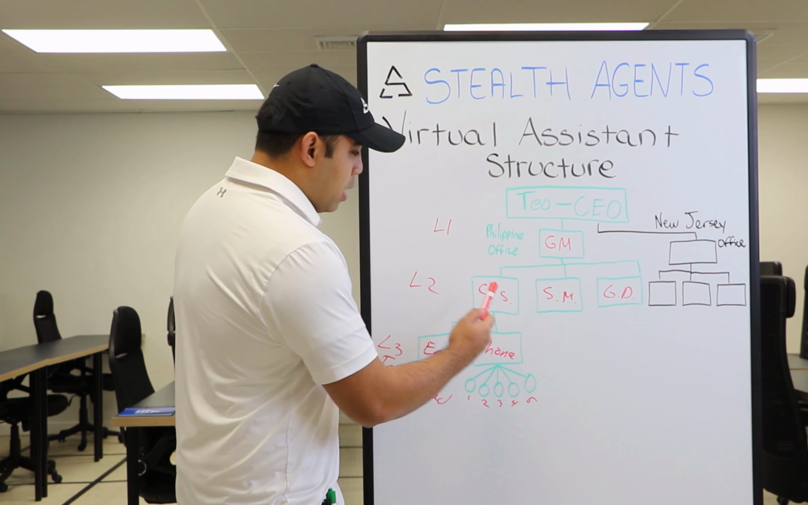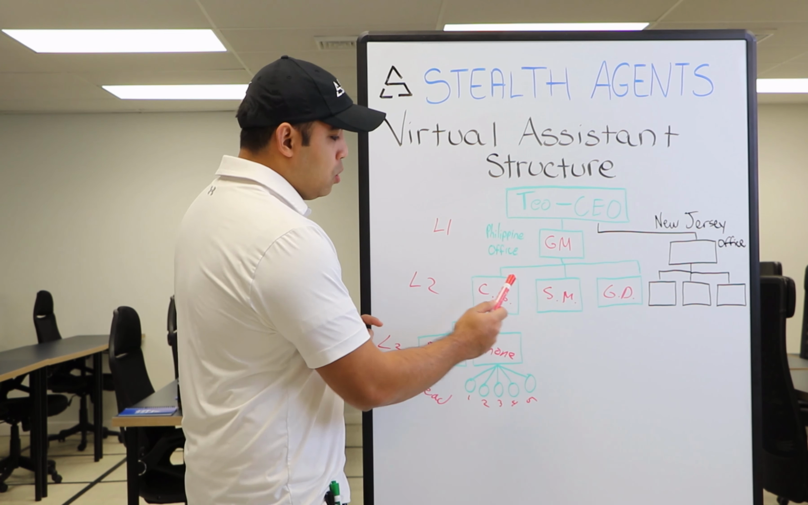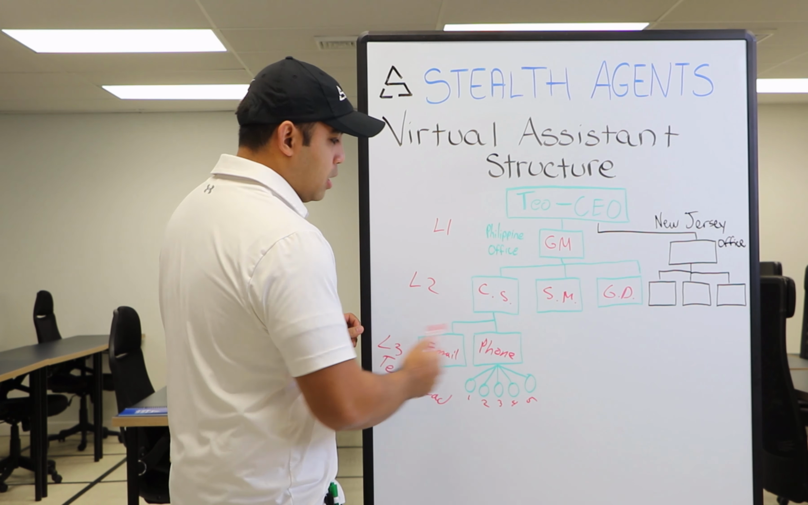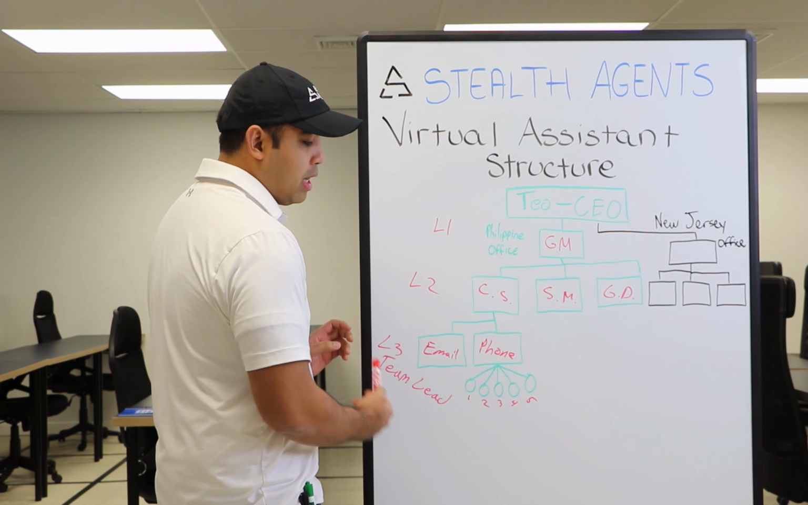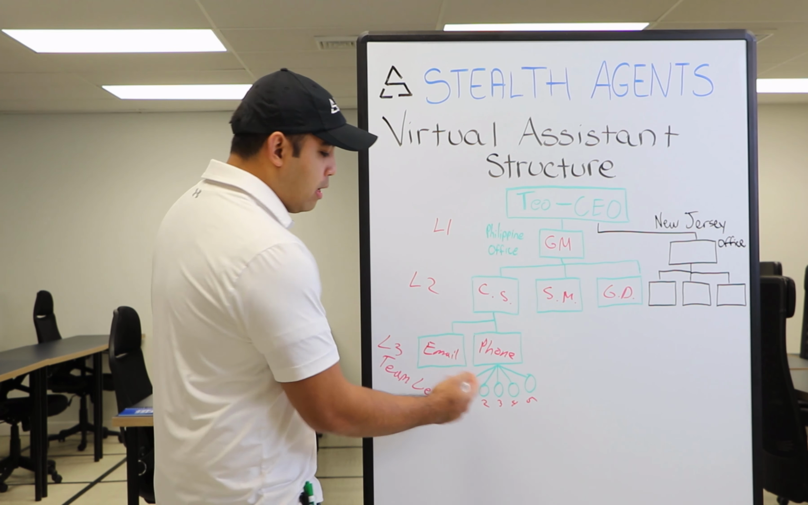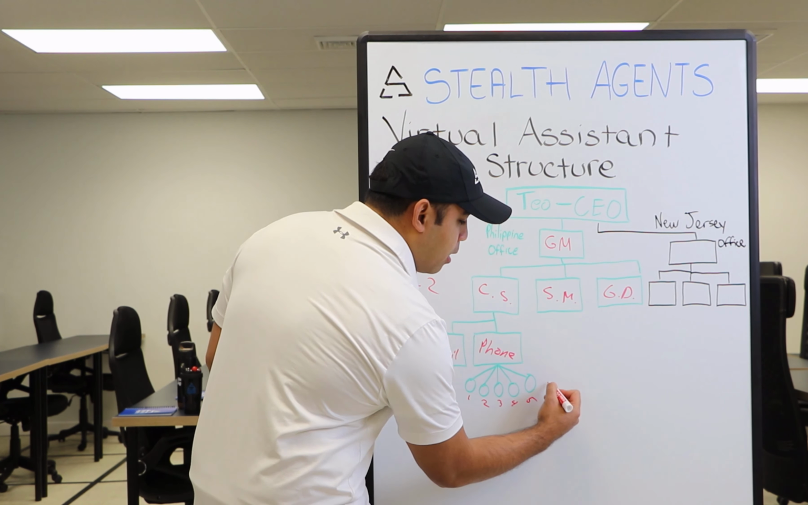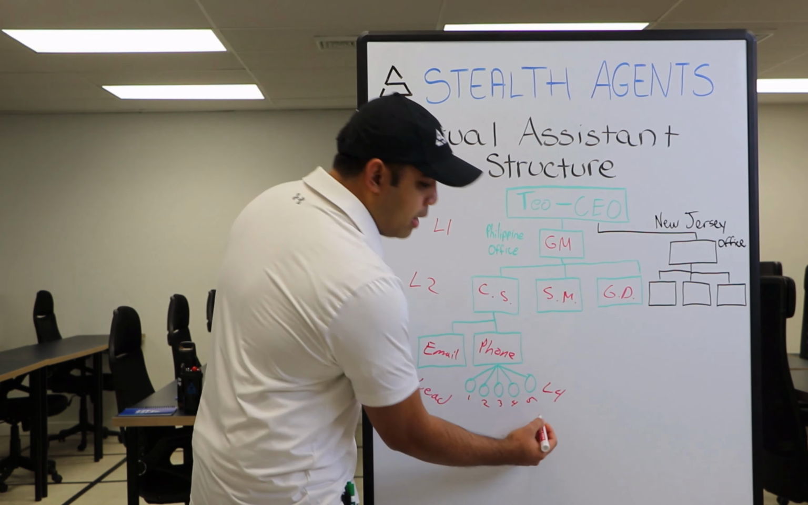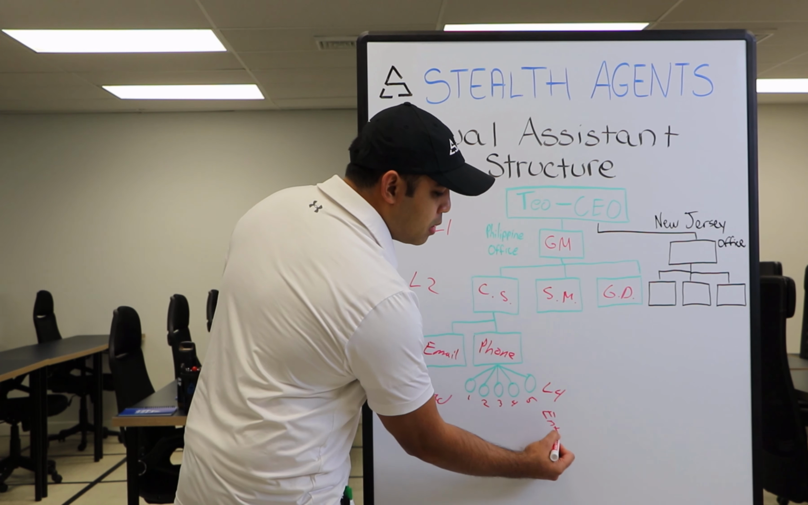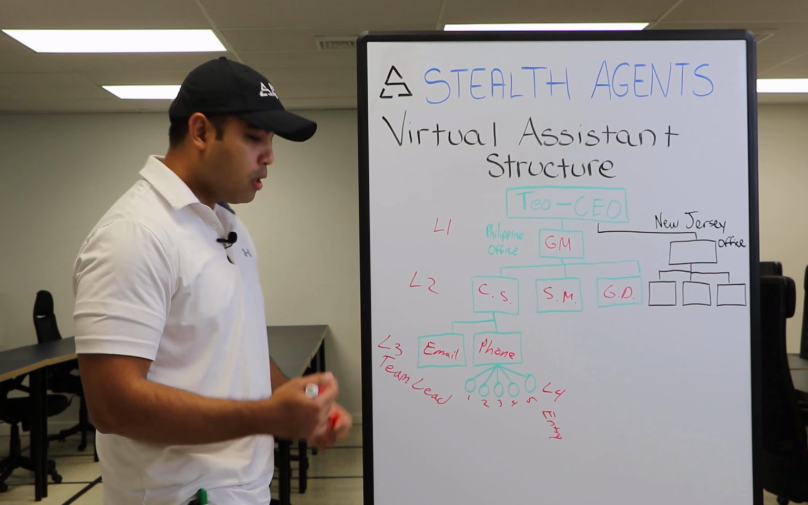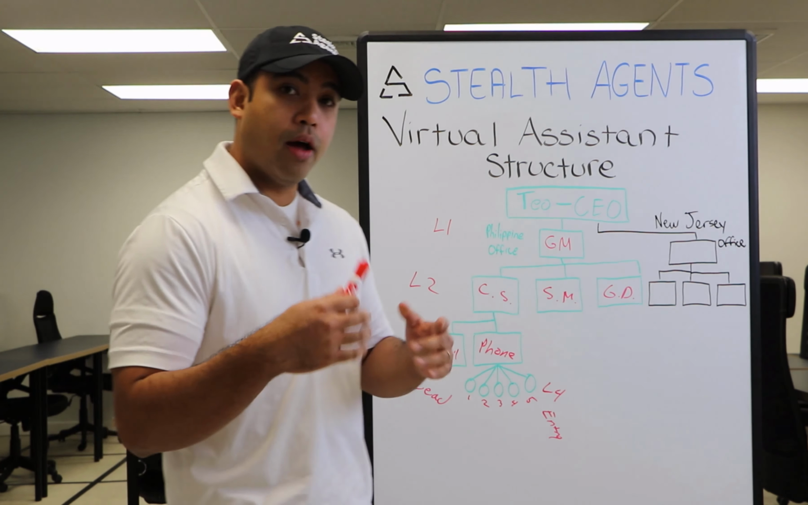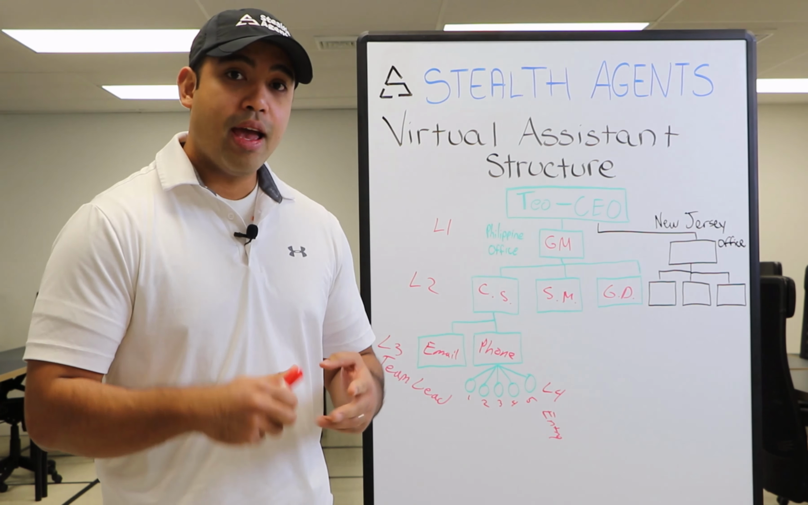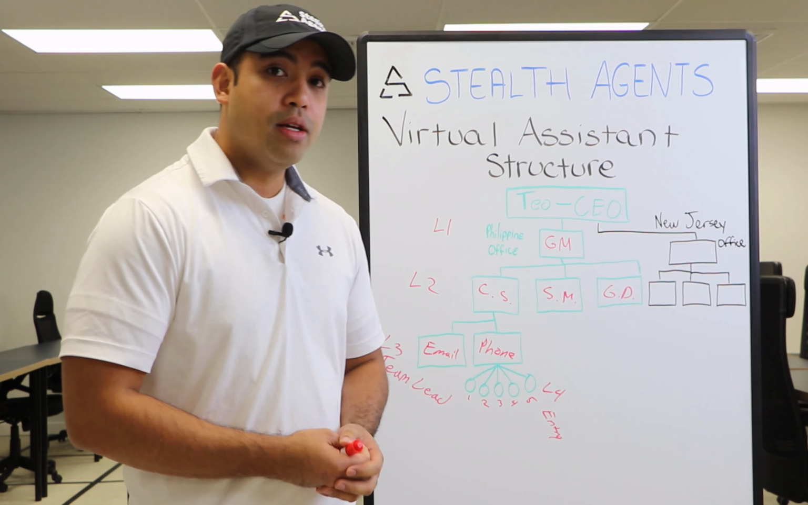We have level 1, general manager, level 2, the directors, for customer support for example, and then level 3, we have the team lead. And then level 4 right here, this is all entry level, okay? So they're the ones working the accounts. They're the ones going out there and working on the emails, working on the phones, and they're the ones doing all of this hard work.